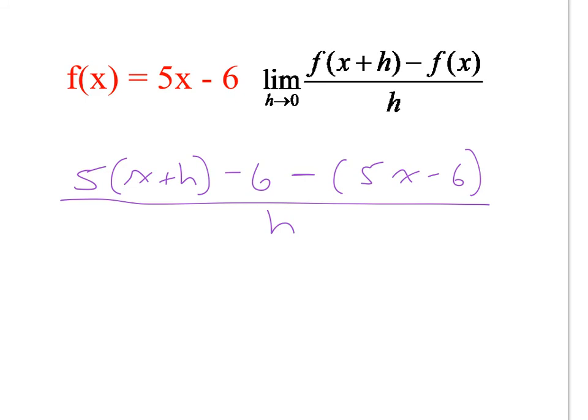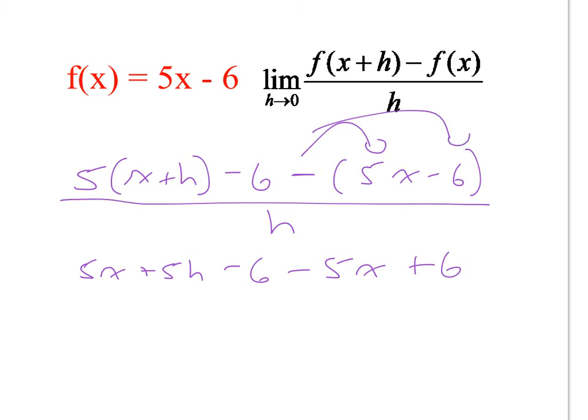Well, let's do some simplifying up top. Do you see I can distribute the 5 times x plus h, giving 5x plus 5h minus 6, minus 5x plus 6 when I distribute my negative. Well, the x's are going to cancel, 5x and 5x. The 6's are going to cancel. So I have 5h all over h as h goes to 0. Quite nicely now, my h's cancel. So I have 5. So the limit of this as h goes to 0 is 5.